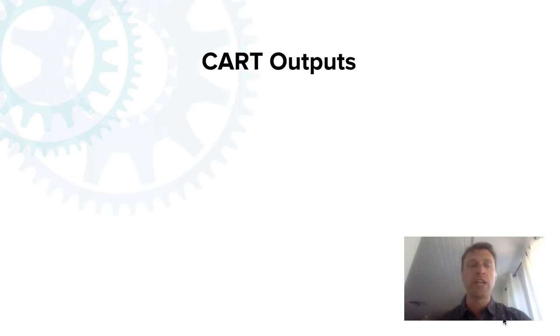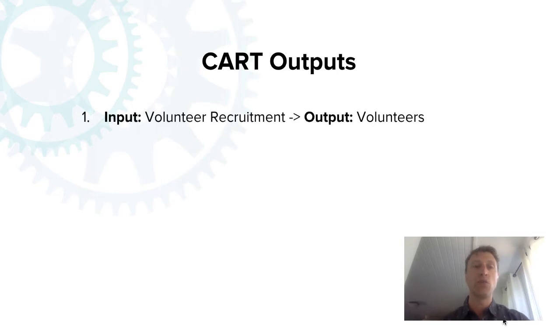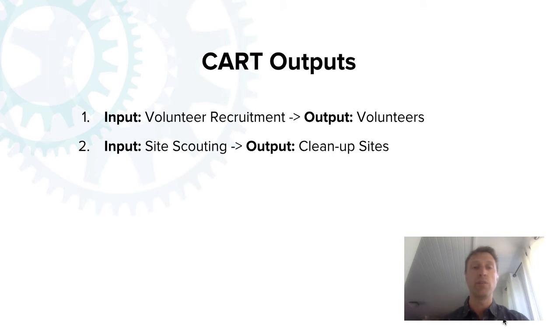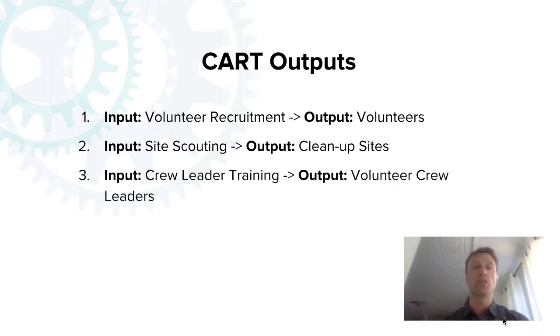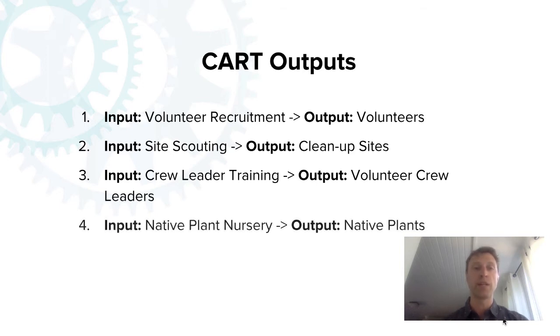Now that we have a better understanding of the difference between outputs and outcomes, I want to walk you through a couple examples of some of the outputs that CART has produced. So remember, number 1, our activity was volunteer recruitment. The output for that is directly related to it. It's volunteers themselves. Secondly, our activity or input was site scouting. The output for that is cleanup sites that are acquired. Number 3, our input or activity was crew leader training, and the output is volunteer crew leaders produced. And finally, our activity was the plant nursery, and our output is going to be native plants.